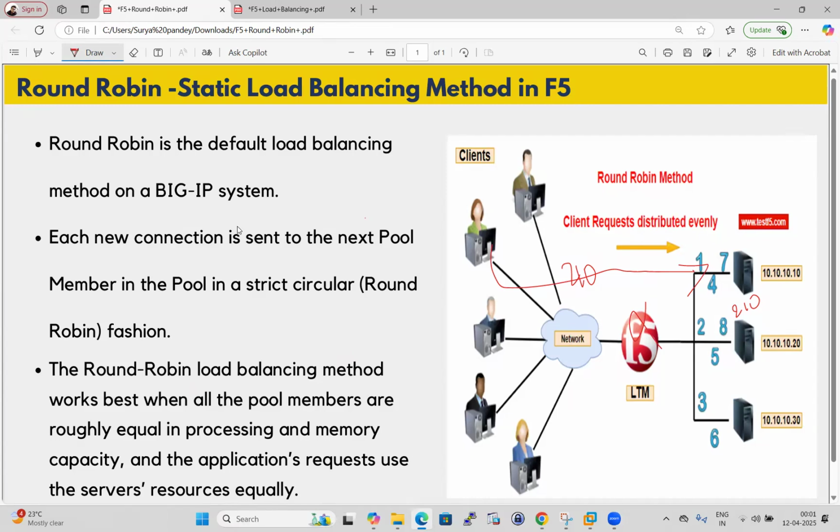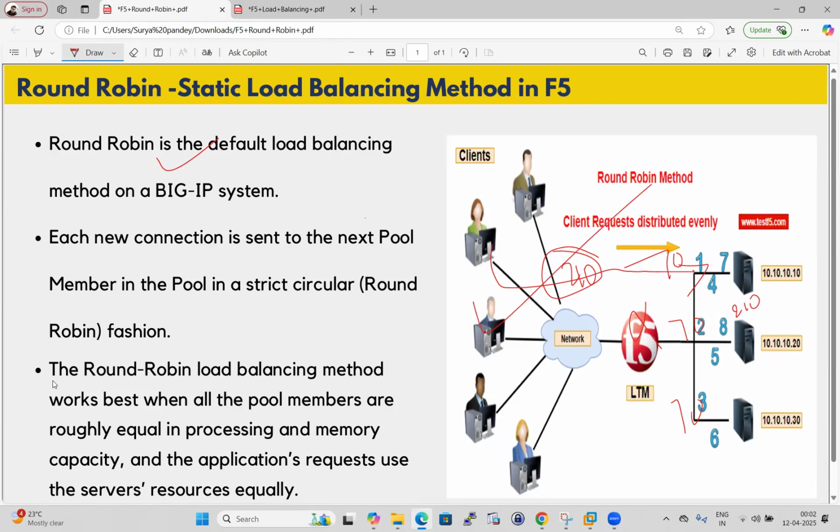So what is round robin, guys? Round robin is the default load balancing method in F5. Each new connection is sent to the next pool member in the pool in a strict circular round robin fashion. So as I just mentioned, if 210 requests are coming to the F5, 70 requests will go to this server, 70 to this server, 70 to this server, so that our server utilization will be good. The load balancing method totally depends upon the backend application, the backend server and the team who manage that application. They generally come to us and tell us about the load balancing methods. So in case of round robin, if 210 requests are coming, they are going to be distributed 70, 70, 70 to all the backend servers as per this topology.